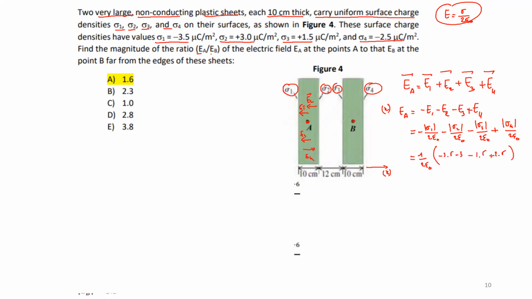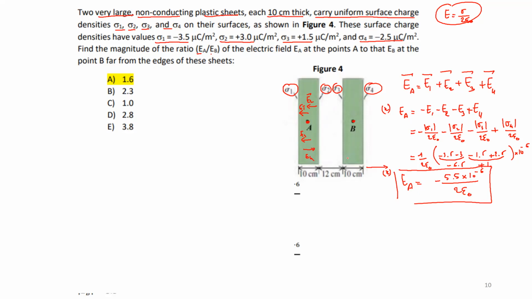So this is, of course, microcoulomb, so 10 to the power minus 6. Well, this is minus 6.5, and this is plus 1. So overall, I will have minus 5.5 times 10 to the power minus 6 divided by 2 epsilon naught. This is EA. And of course, I want to take the magnitude, so I take the absolute value of this later.